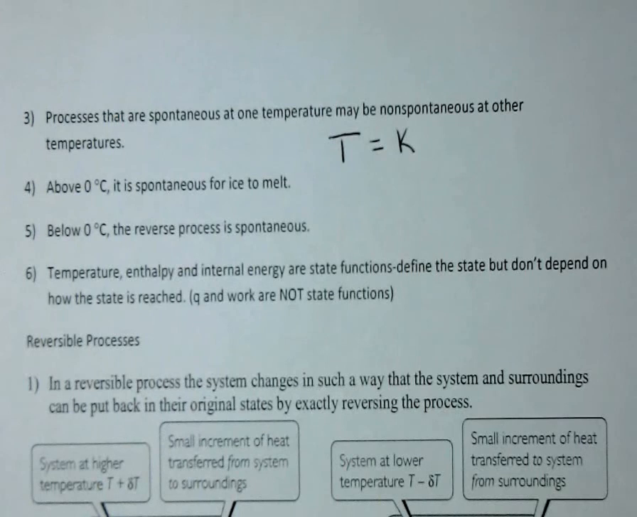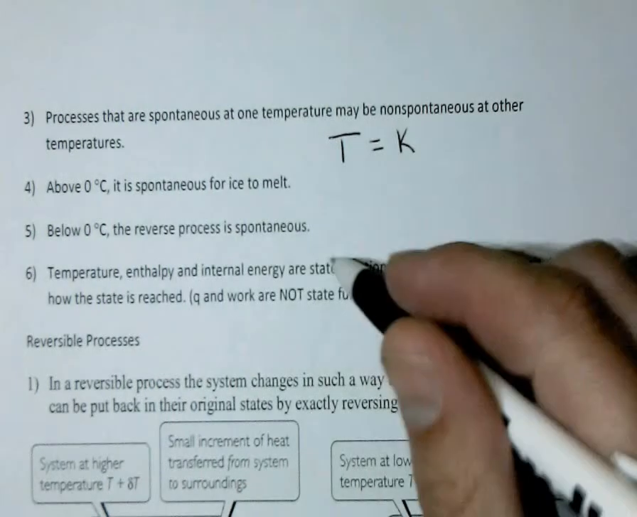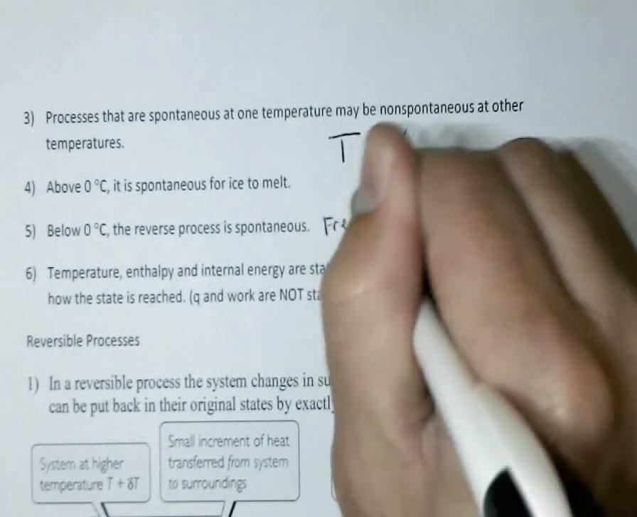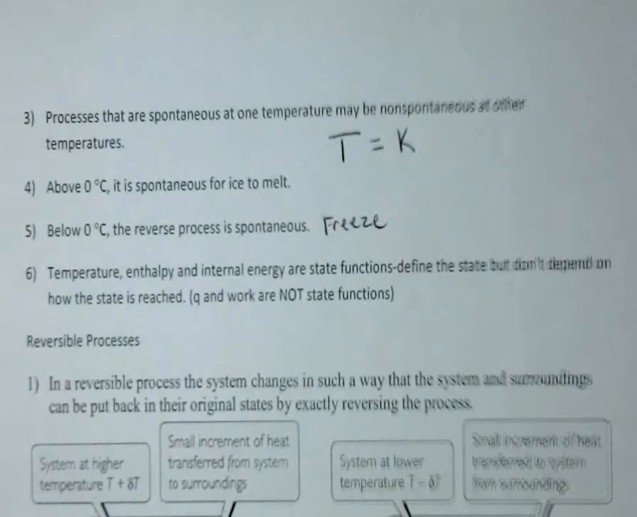An example of this: if it's above 0 degrees Celsius, ice will want to melt, and it will be spontaneous. If it's below 0 degrees Celsius, the ice will not melt. The reverse process, if you get below 0, then you're going to get a freeze. So spontaneity can be temperature controlled.